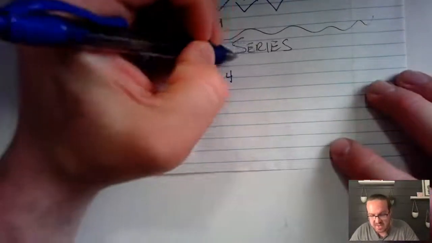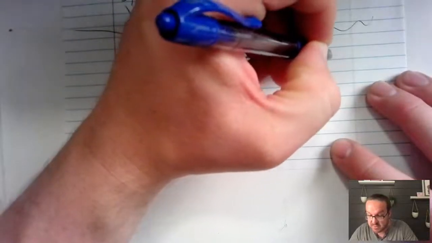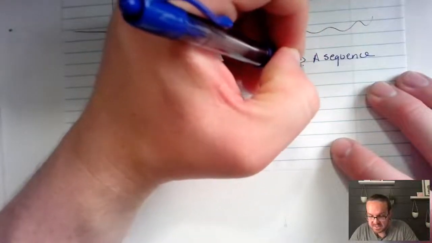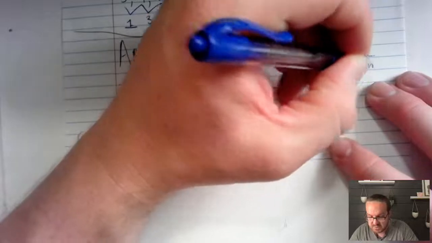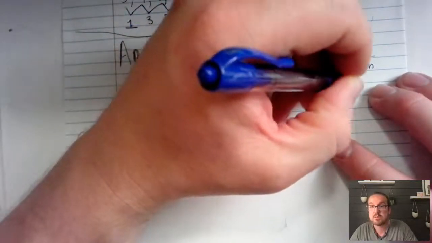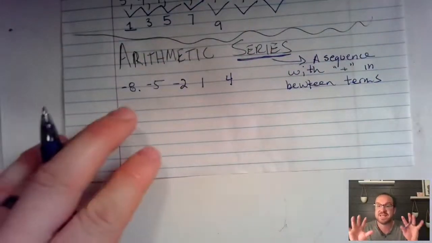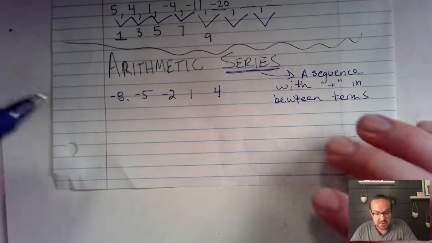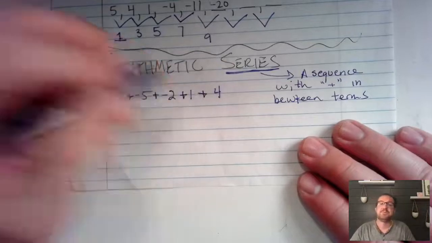So an arithmetic series is an arithmetic sequence, in fact, with plus signs in between the terms. Right, so that's the difference between a sequence and a series. Sequence, commas. Series, plus signs. Now, that's what I'm going to do here. So I'm going to add all of these terms together here.